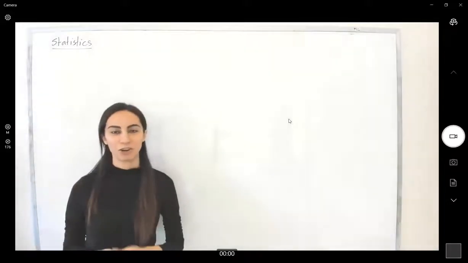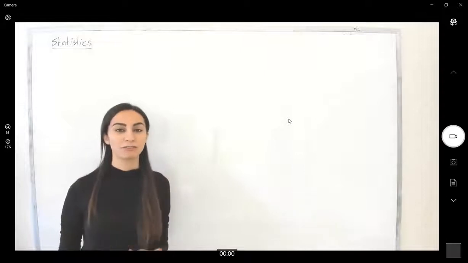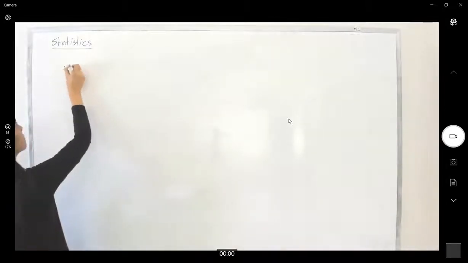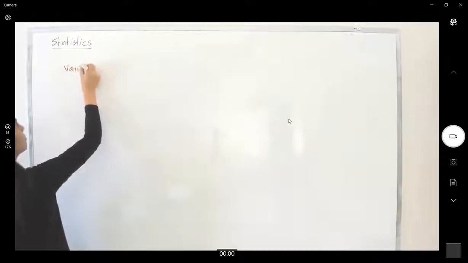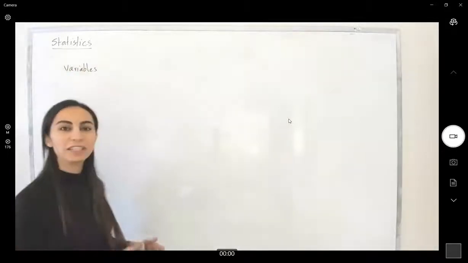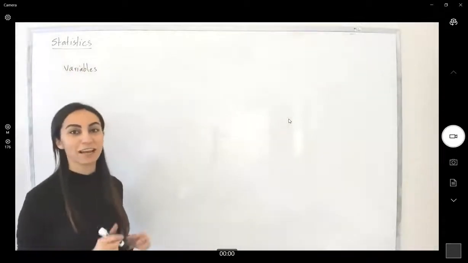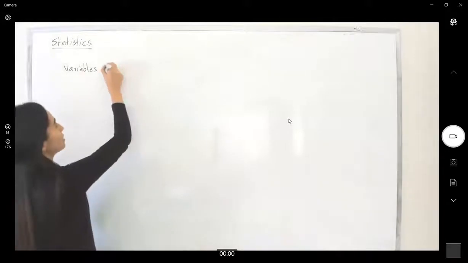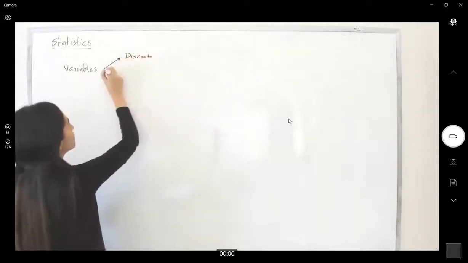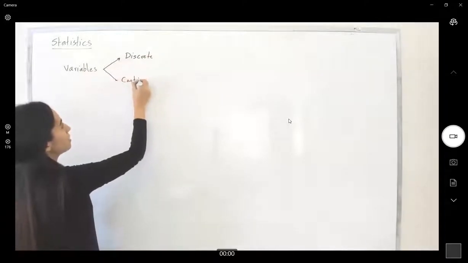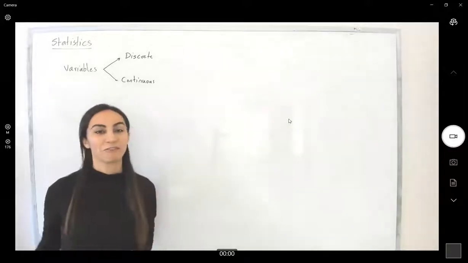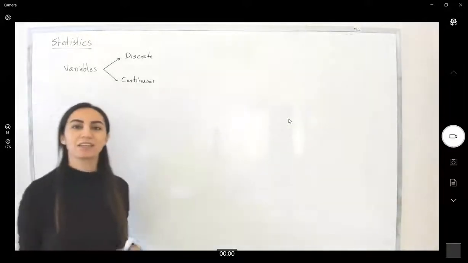So what we learned so far? We start talking about different variables. Variables in statistics can be categorized into discrete or continuous. When we're talking about discrete variables, it means that they are countable.